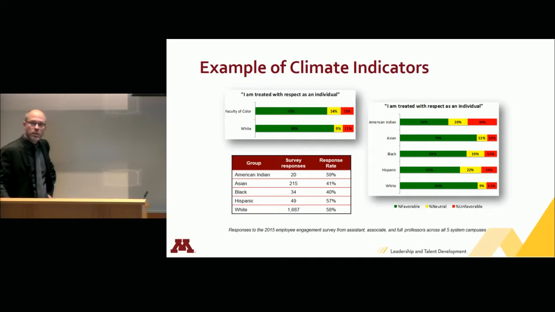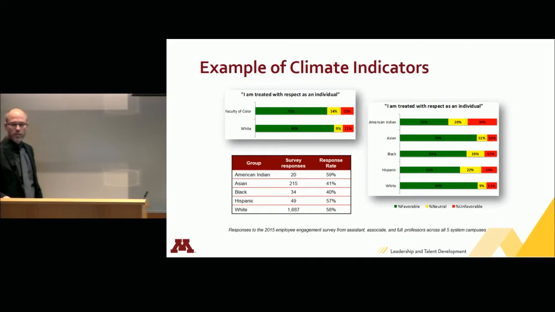The data that you see here is real data. It's just an example. This is from the 2015 survey. It's all faculty and assistant, associate, and full professor job codes across all 5 system campuses. And this is just one item.